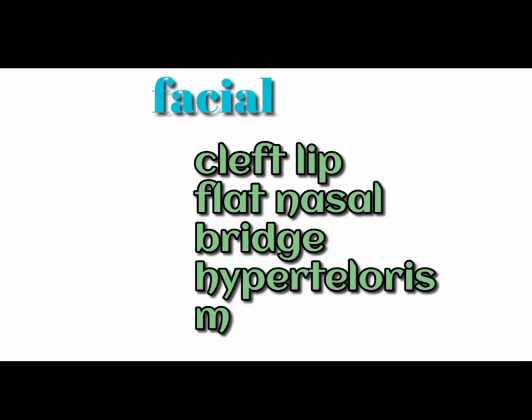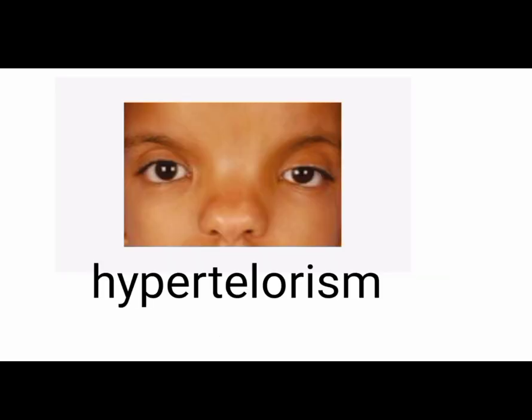In the face, the lip, nose, and eyes are involved. We can see cleft lip, flat nasal bridge, and hypertelorism. So hypertelorism is widely spaced eyes, as we can see in the figure.